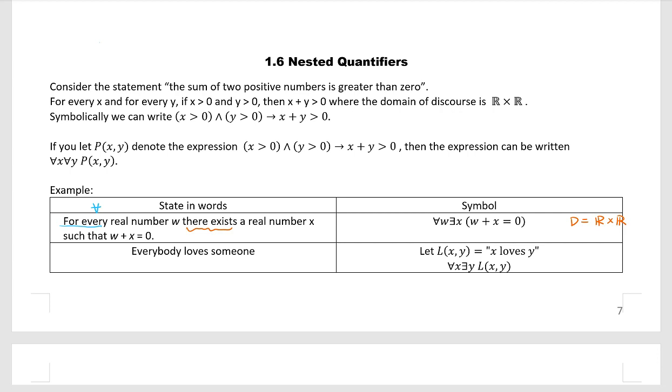And next, everybody loves someone. So everybody is like for all x. And someone is there exists, so there exists y such that x loves y. We let L(x, y) be x loves y, and then we have for all x there exists y such that L(x, y). So this is how we can translate sentences into logic symbols.